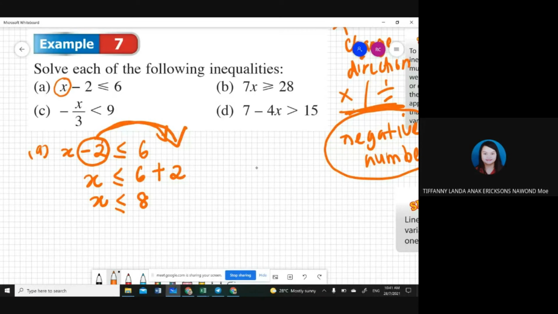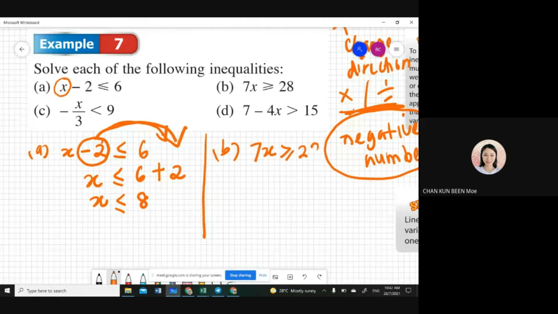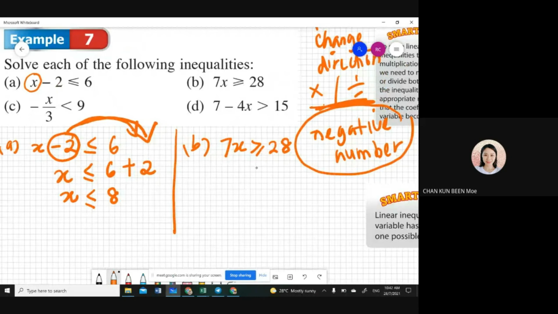Yes. Okay. Now we go to B. Same thing, I'm going to do what we have learned in the previous lesson. 7x is greater than or equal to 28. So what do I want to find here? X. Very good. I want to find x.